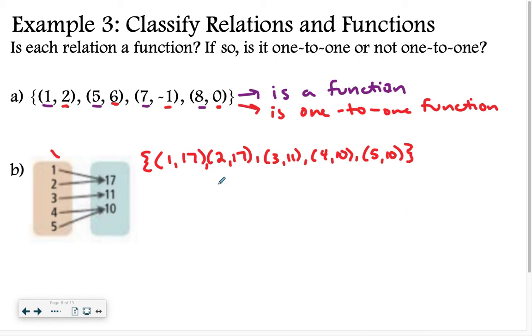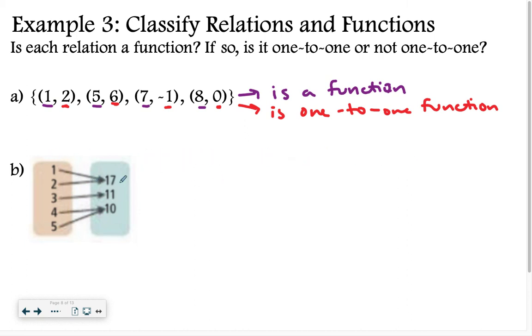Now, I'm going to get rid of the ordered pairs and let's look at the mapping to figure out, is this a function? So first of all, I only have one number going from the 1. I only have one number going from 2. I only have one number going from 3. I only have one number going from 4, one number going from 5. Or you can say, I only have one arrow from 1, one arrow from 2, one arrow from 3, one arrow from 4, one arrow from 5.